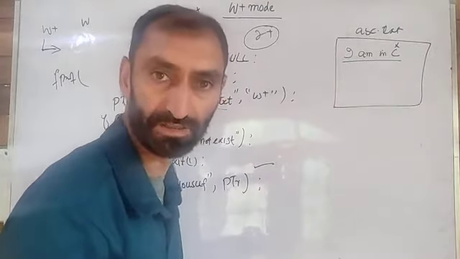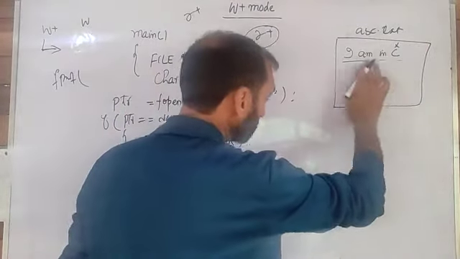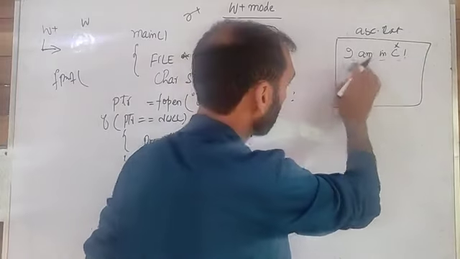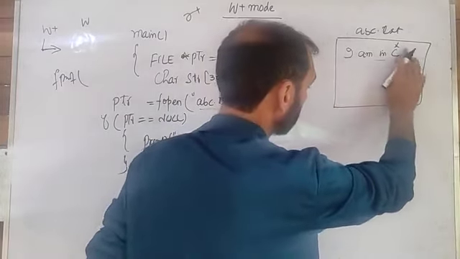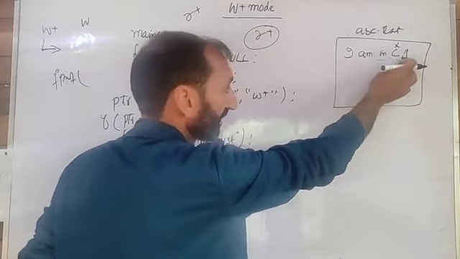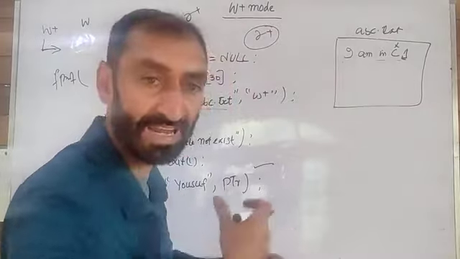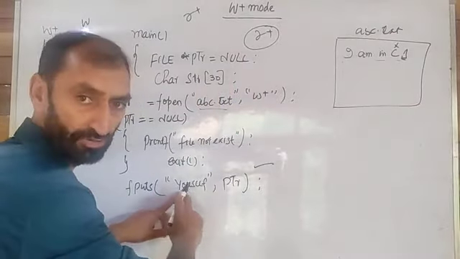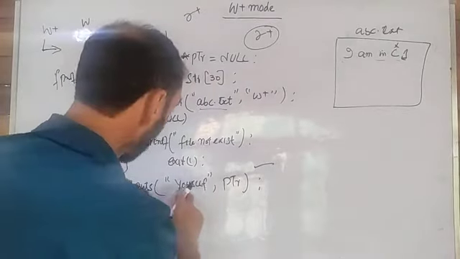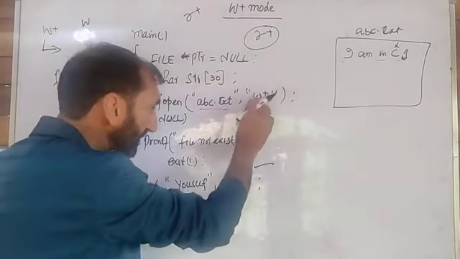What does that mean? Because at this moment, the cursor is at the end, because the contents are I am in C. Obviously, the cursor is here. Where is Yousuf going to be written on this file? Because I have opened this file in W+ mode.